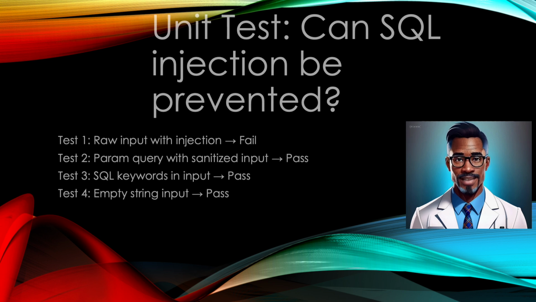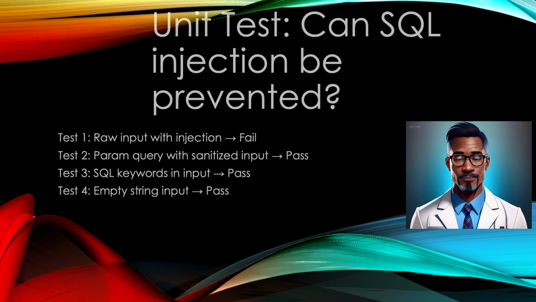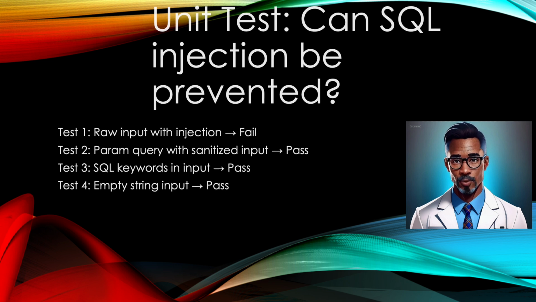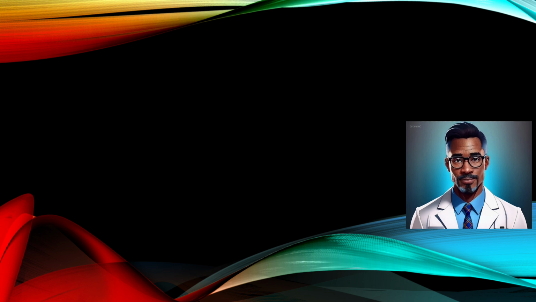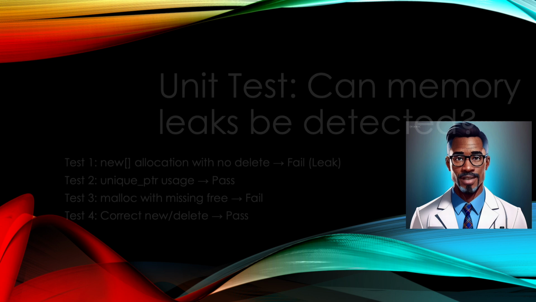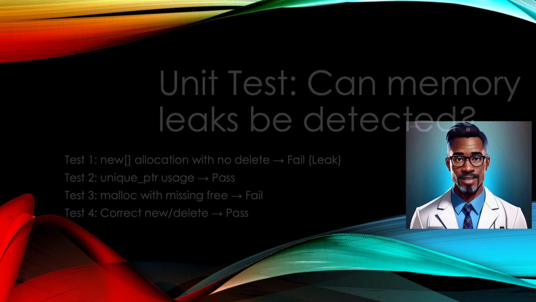And slide number 16, unit test, memory leaks. This test catches memory management flaws. Smart pointers like unique_ptr pass, while raw new allocations without delete fail. This highlights how our standards favor modern C++ practices for safety and stability.